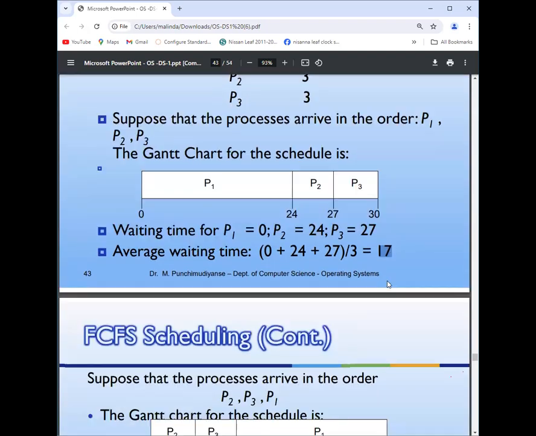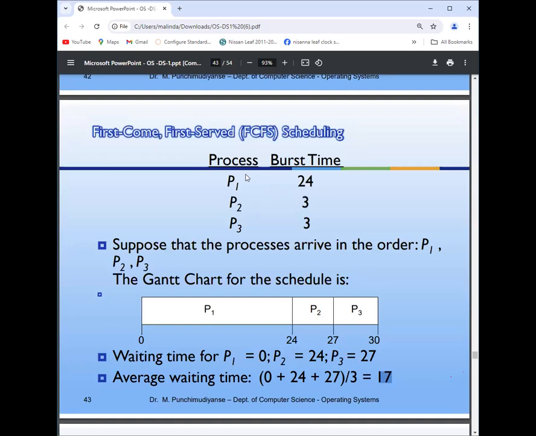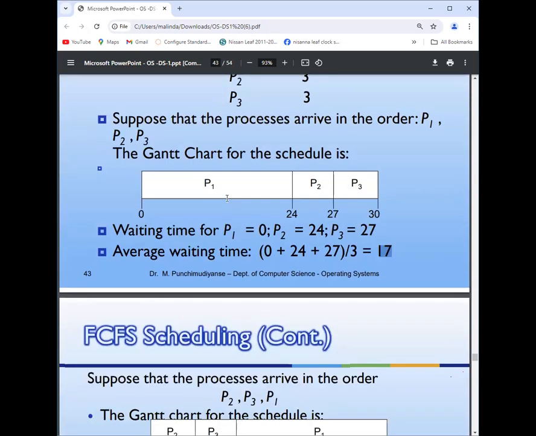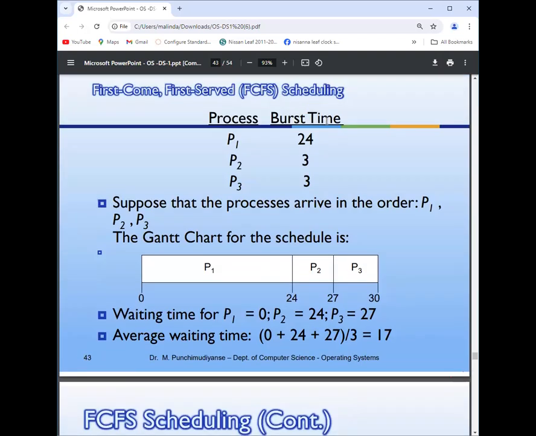Right. Now, supposing people thought, this is the order: P1, P2, P3 was the initial order. Now, we thought, okay, change the order. Now, the new order of arrival is this. P2 came first, P3 came second, and P1 came last. Right? So based on the new order, we draw the Gantt chart again. The times are the same.